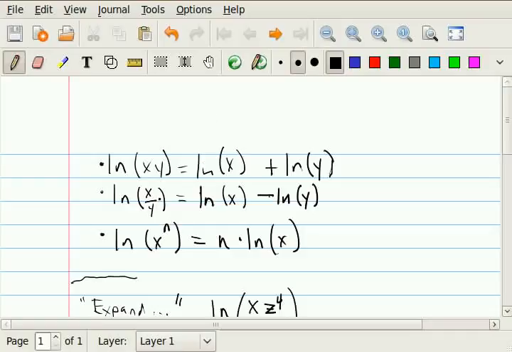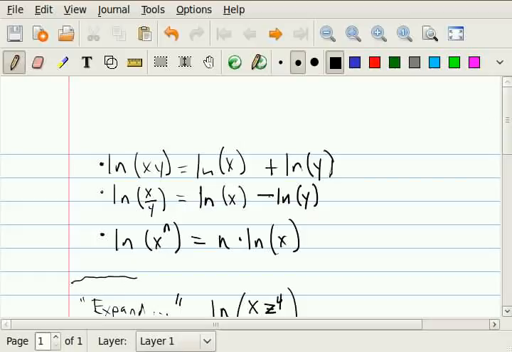Here's a very similar rule using division. If you take the natural log of a fraction, you can instead take the natural log of the numerator minus the natural log of the denominator. And this one says something about powers, and it's kind of an interesting rule. If you take the natural log of something raised to a power, you can actually bring that power out as a factor. So the natural log of x to the power n is n times the natural log of x.